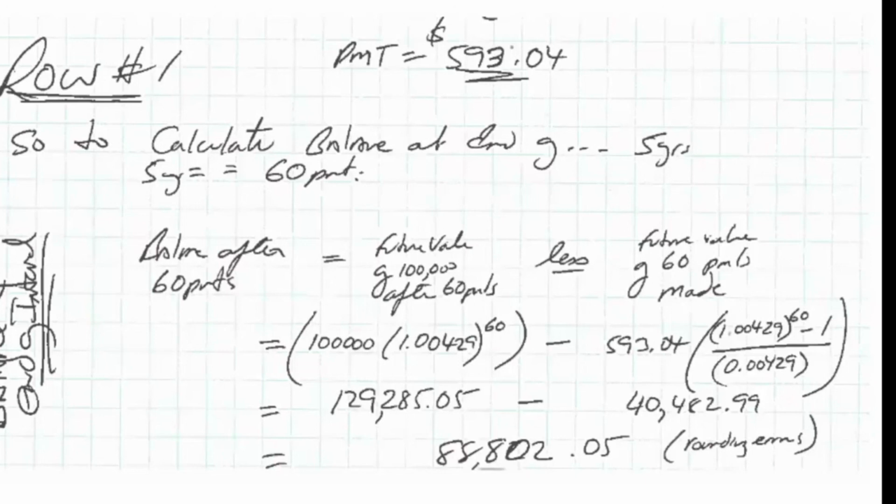Now, in order to calculate then the balance, you know that the sum total of the $100,000 brought ahead is $129,285. We know the sum total of the payments to that date is $40,000. Subtract one from the other, and you will get $88,802.05. Now, there's rounding, don't worry about rounding. But the fact of the matter is, at the end of 5 years, you will still owe $88,802.05 on that mortgage.